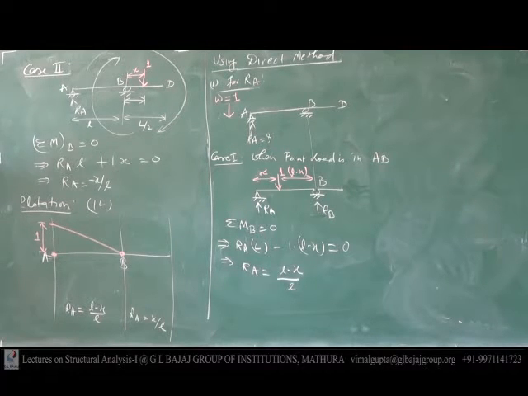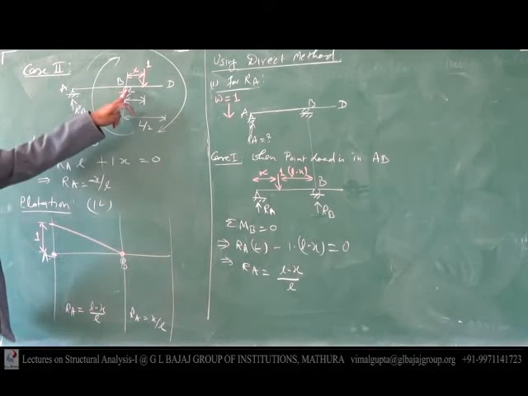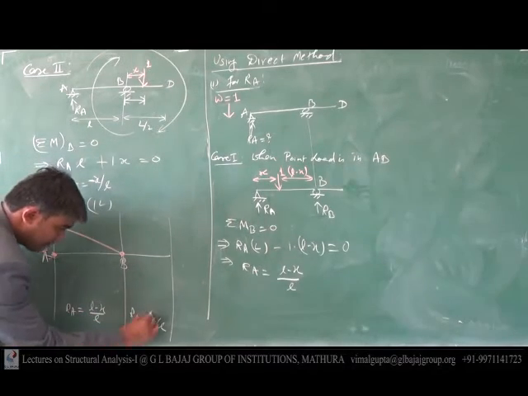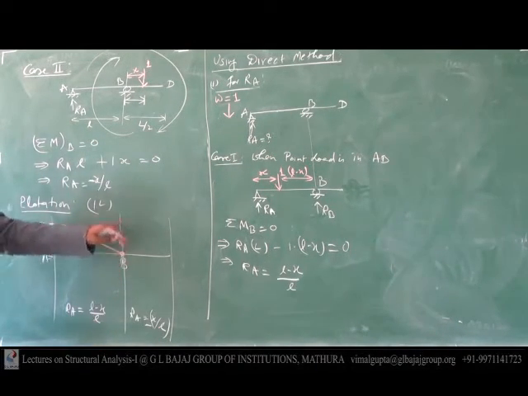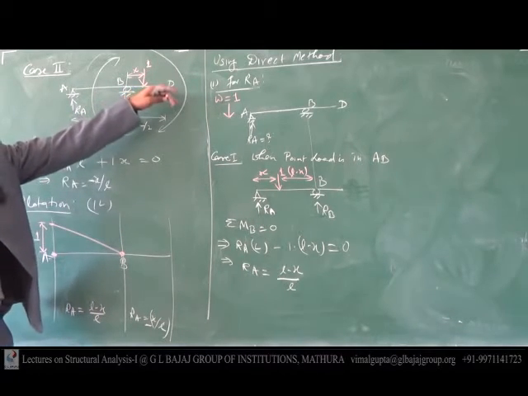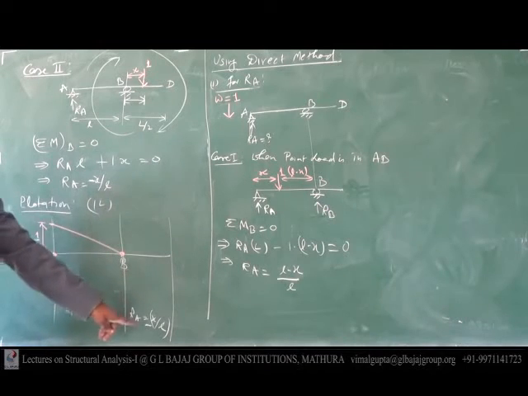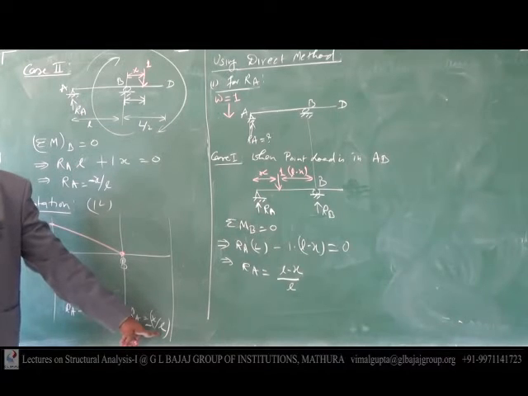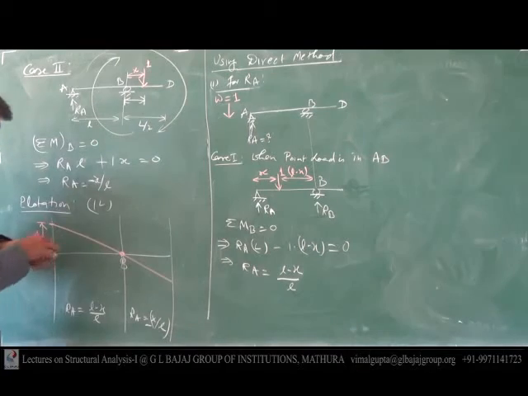So at point B, the x value is 0. Put 0 by L, so it is 0 here. At point D, x is L by 2, so put L by 2 by L, and what you will have is 0.5. So it will have 0.5.